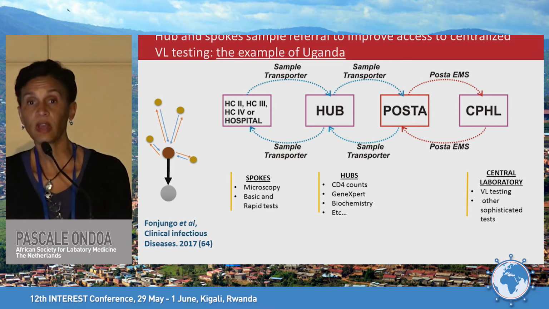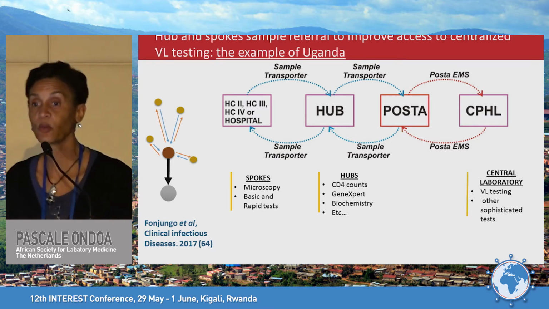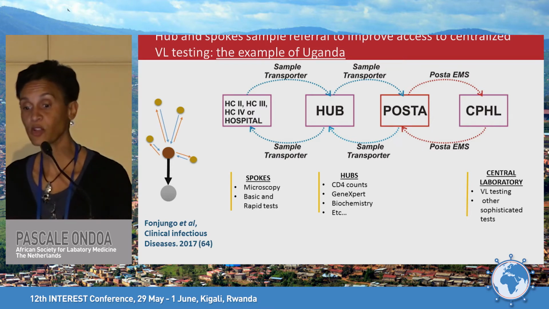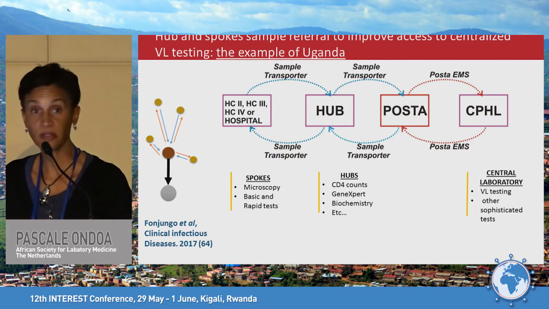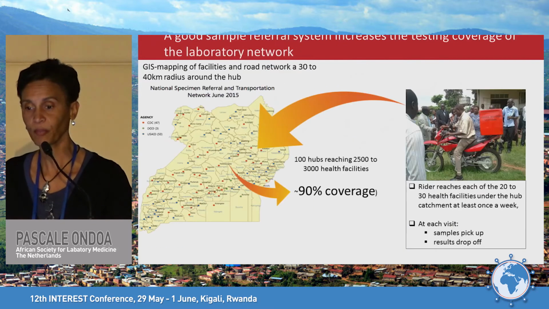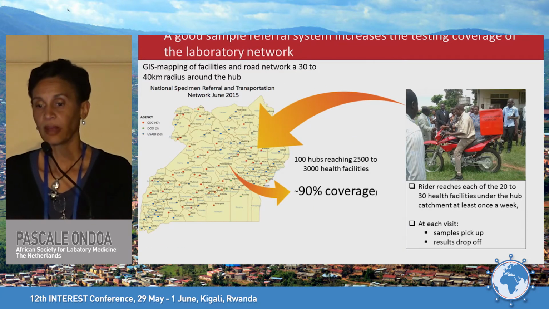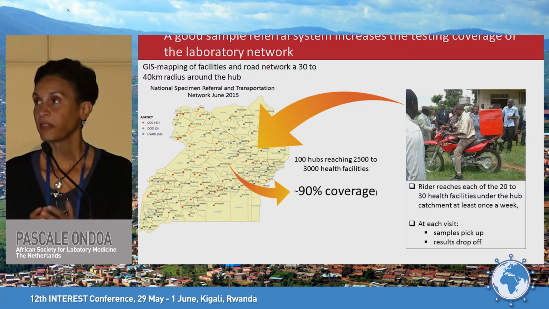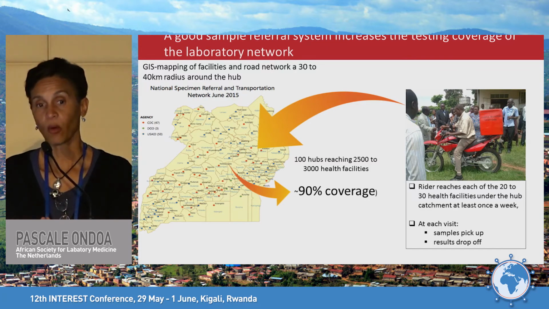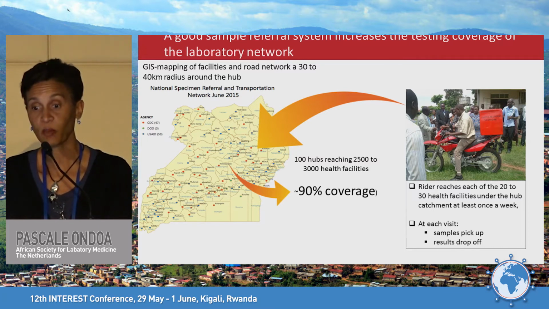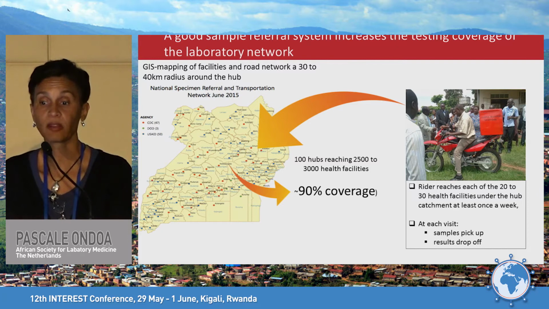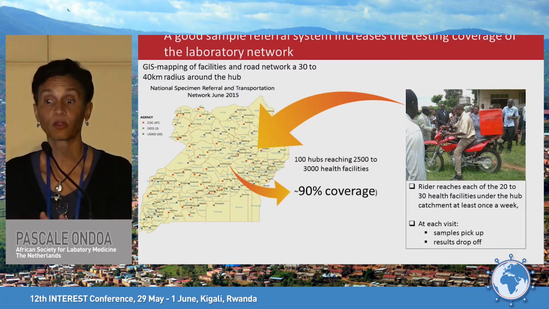And you can see on the left a kind of schematical representation of the hubs and spokes, and you can read more from a publication from Fujungo and colleagues in the Clinical Infectious Diseases from 2017. So what happens in Uganda? So they have selected hubs with criteria of capacity, quality management system in place. And they have geolocated all the facilities and the road network 30 to 40 kilometers radius around the hubs.